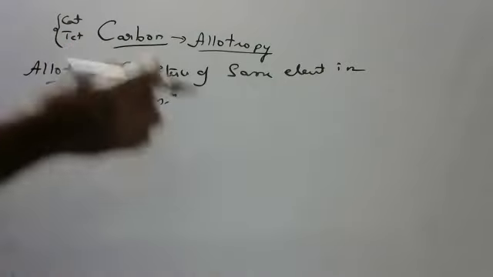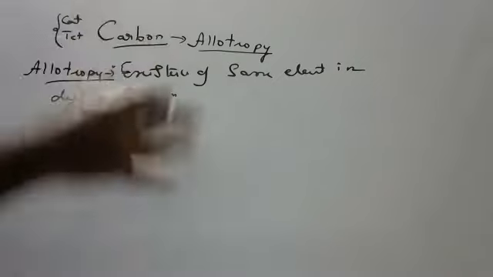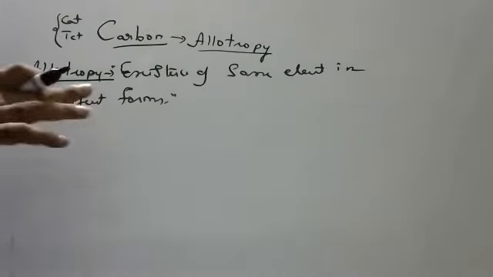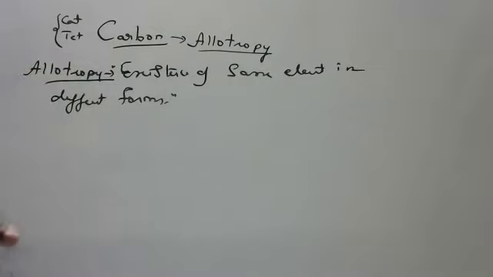Then you will ask, sir, only carbon will show this property, or any other? So many elements will show this property, children. Suppose phosphorus is there: white phosphorus, yellow phosphorus. Suppose sulfur is there: flowers of sulfur, mu sulfur. So many elements have got this property, allotropy. But because we are discussing organic chemistry, we are going to discuss allotropy of carbon.